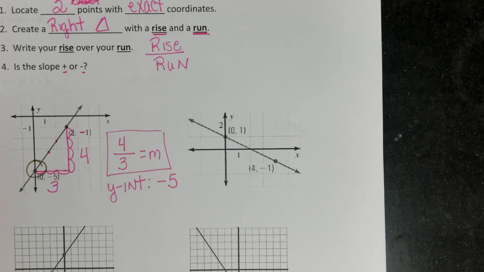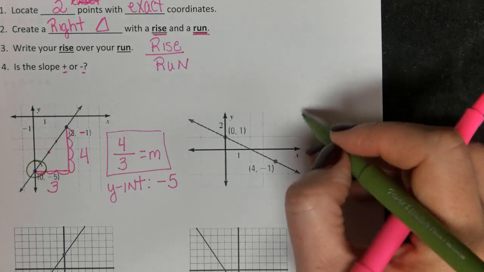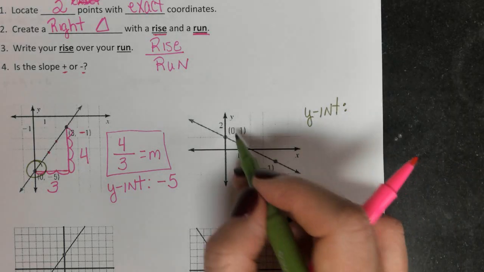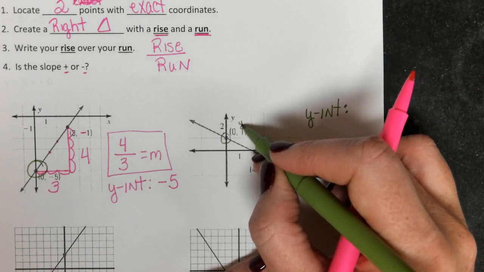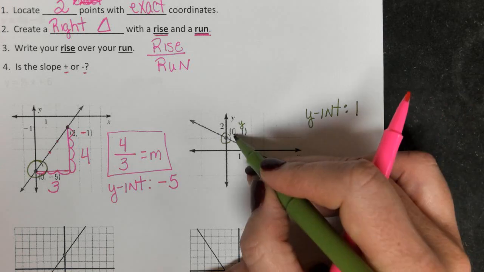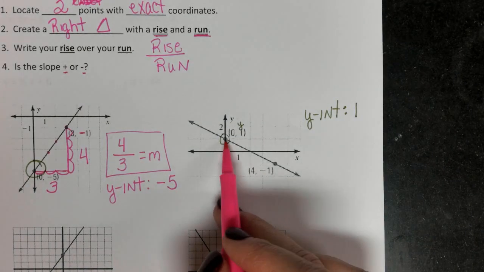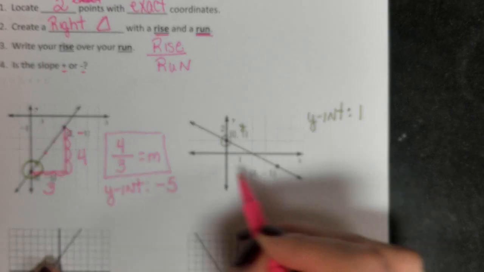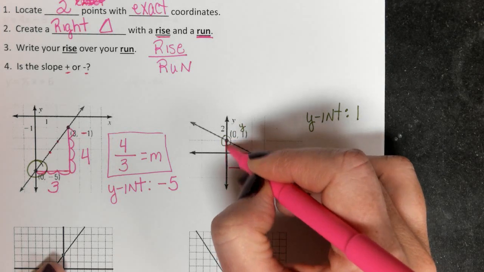And so I don't forget, let's go ahead and find our y-intercept. Do you see where the graph is crossing the y-axis? Okay, the y-intercept is right here. What is the y value? It is 1. Notice x is 0. Okay, so again, they've already given us 2 exact points. So we're going to start by drawing our right triangle. It can be above or below the line.